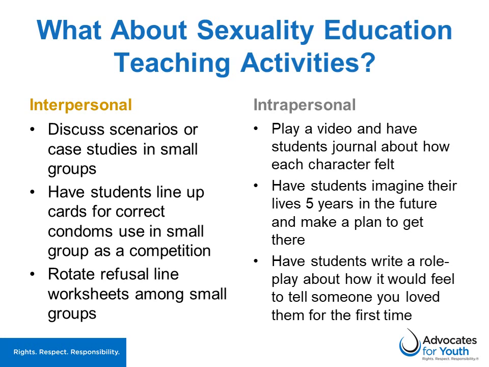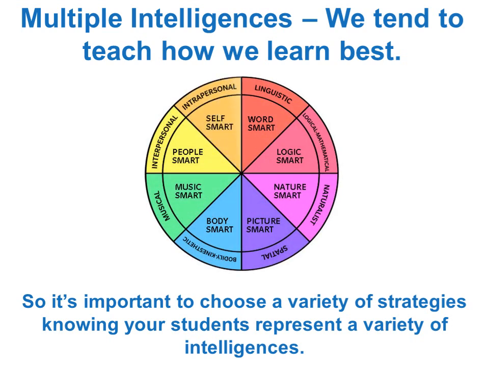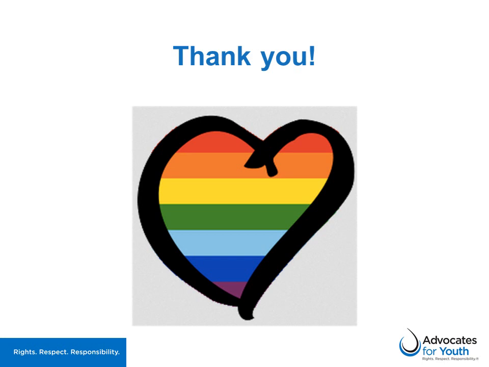So we know when it comes to sexuality education, of all the different intelligences, here's what tends to happen. We tend to teach to how we learn best. And we know it's really important for us to choose a variety of strategies, knowing that in any given classroom, we've got students that are likely representing all these different kinds of intelligences. So I hope this has been a helpful review for you and that you'll think about ways to differentiate your instruction so that you can have the best student centered approaches when you're teaching sexuality education.